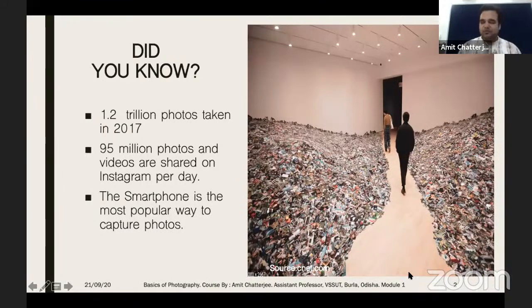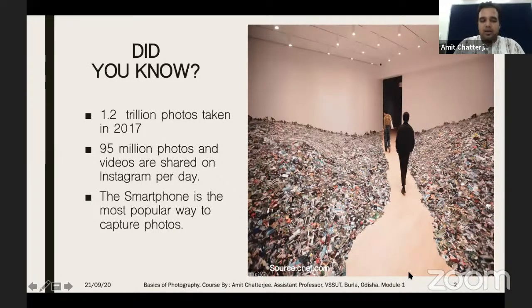So just a fun fact to know why photography is so important and why the craze has come in. Did you know that 1.2 trillion photographs were taken in 2017? Just in 2017, 1.2 trillion. That's more than the whole history of photography right from the 1820s. So the urge to share photographs has become really famous these days.